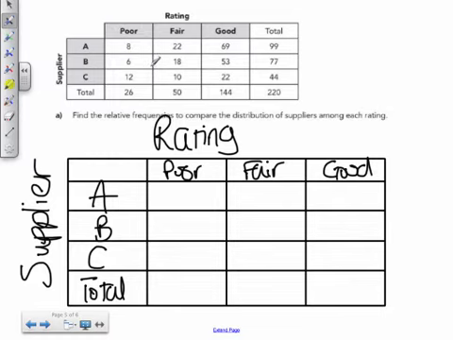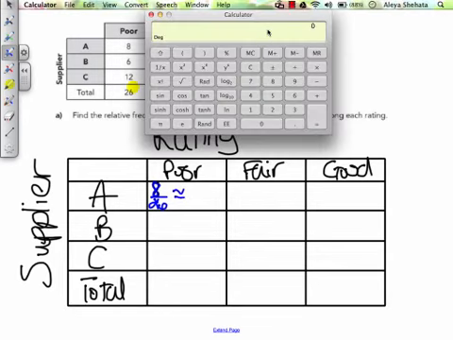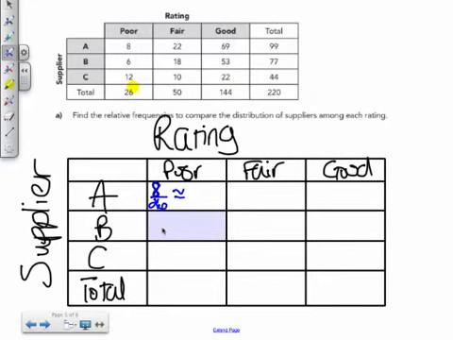To figure that out, I have to take 8, because that's how many poor ratings were from supplier A, and it's out of the total number of poor ratings there were altogether. So there were 26 poor ratings altogether, so I'm going to say that it's out of 26. Okay, so this number right here would be 8 out of 26, and then you would plug that into your calculator and round that to the nearest hundredth. So I would take 8 divided by 26, and I end up getting 0.30769. Rounded to the nearest hundredth, it would be 0.31. So this number right here would be 0.31. Okay, hopefully that makes sense to you.